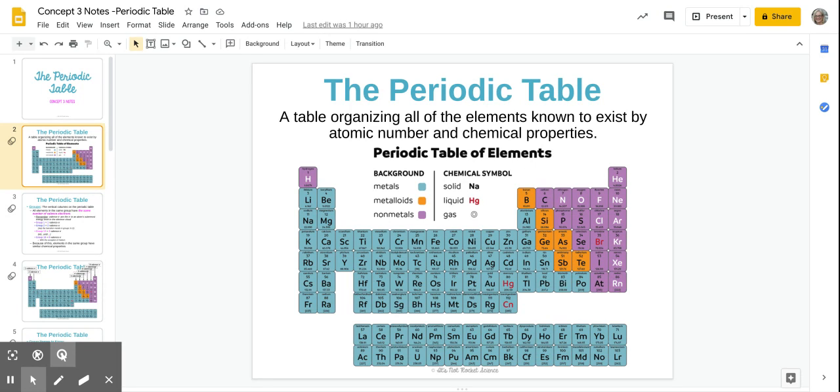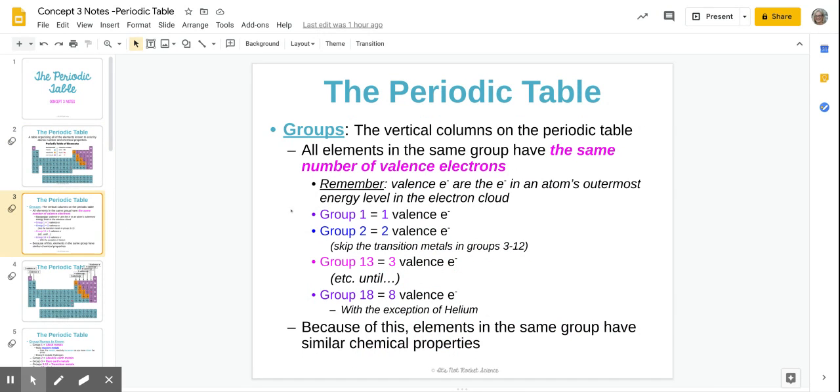If you want to take a copy home, to have a paper copy at home, that's fine. So the periodic table is just a table of elements. It's going to be ordered by atomic number and based on chemical properties. So hopefully from the reading, you got a lot of this information or from the several different activities.